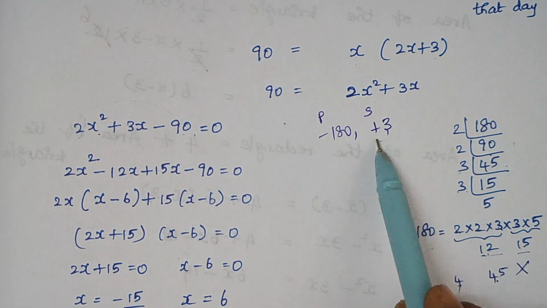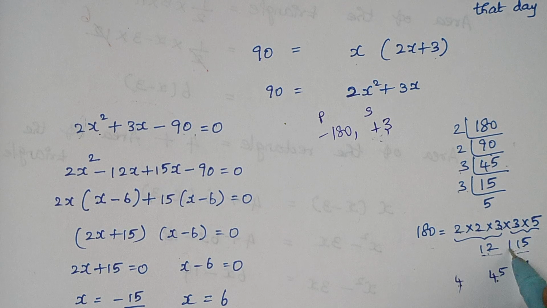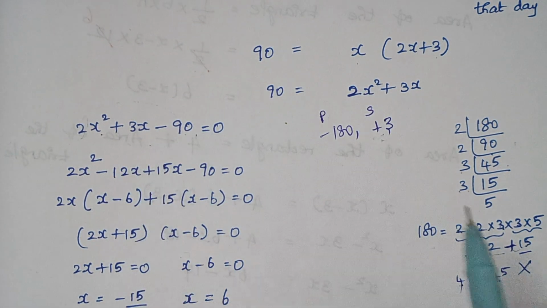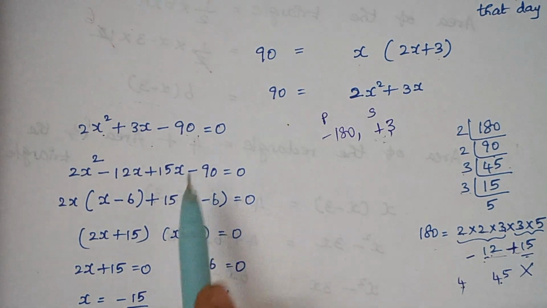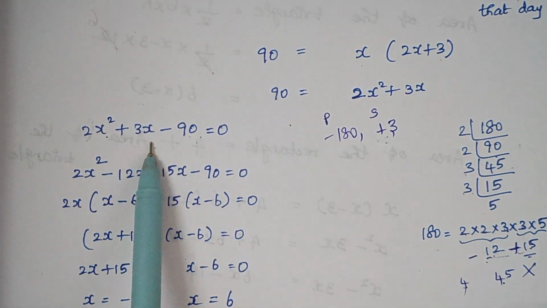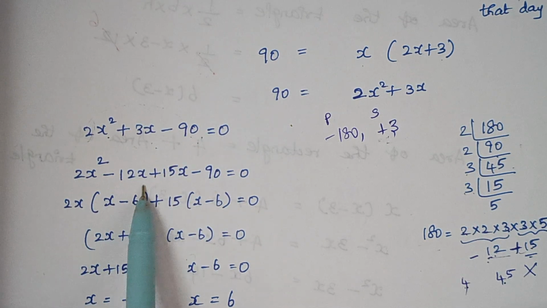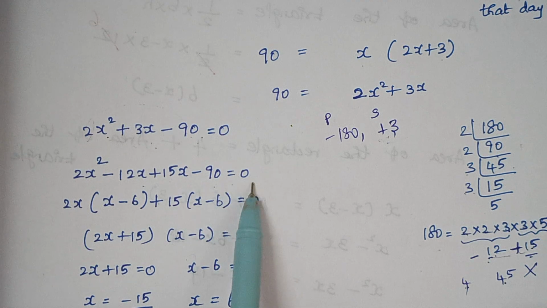So what is the sign before 3? It should be plus 3. So I am assigning plus sign to the 15 and minus sign to this 12. So plus 15 minus 12 gives you plus 3x, and minus 12 into 15 gives you minus 90. As a first step, I am splitting the middle term. So this is written as 2x square minus 12x plus 15x minus 90 equal to 0.